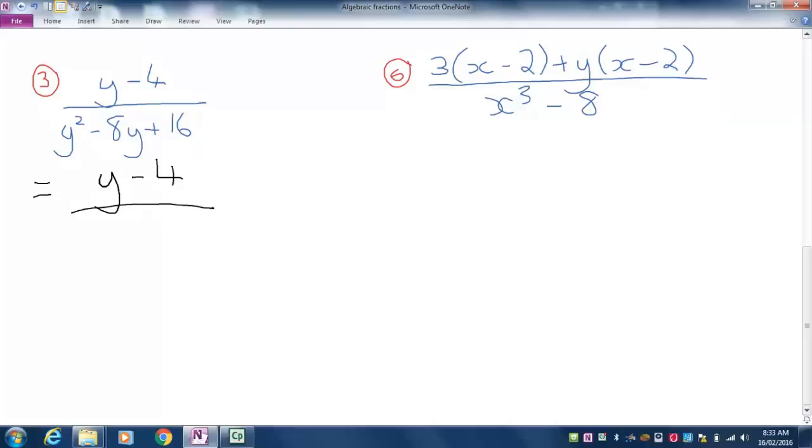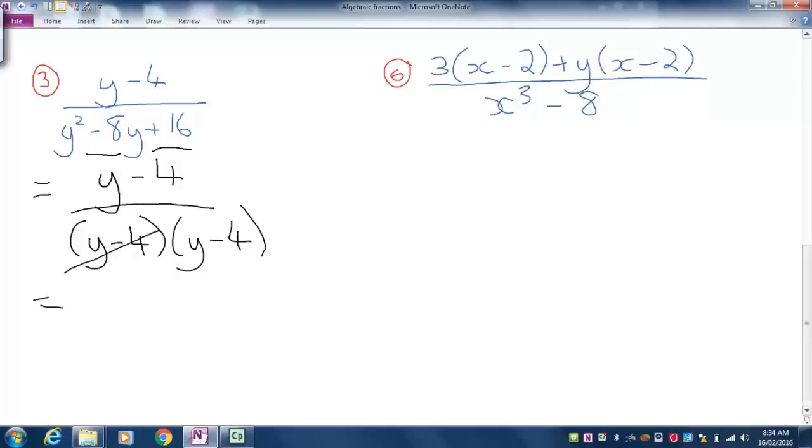Remember, I can also use the other method, looking for products that will give me 16, so two numbers that will give me 16 when I multiply, and that will add to give me negative 8. So negative 4 and negative 4 are those two numbers. So that's y minus 4 times y minus 4, which remember is the same as y minus 4 all squared.